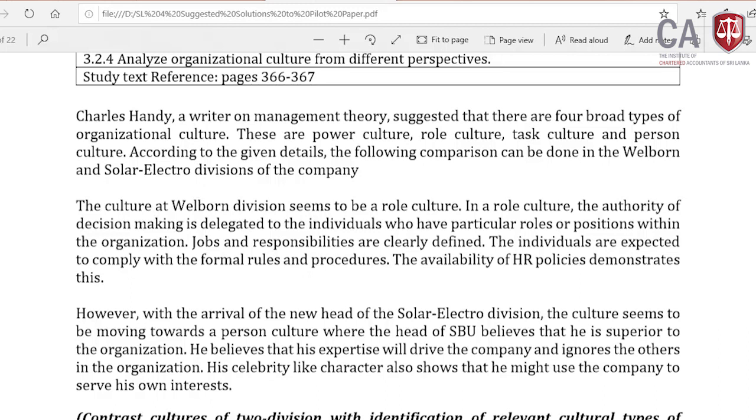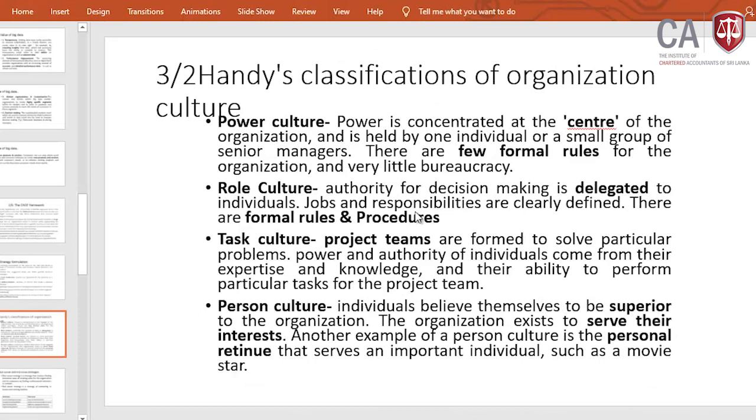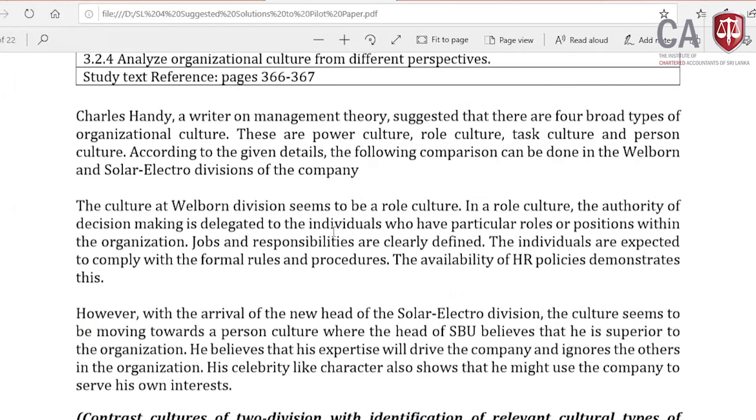Is that correct, our information? Was that one we have identified? Yes, we identified the role culture. So, our analysis is correct. The culture at the Wellborn division seems to be a role culture.